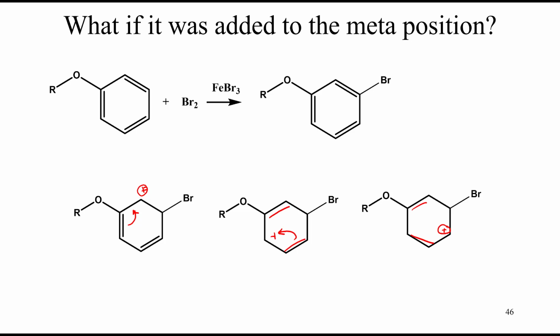So what you should notice is that by adding it in the meta position, I bypass being able to use the pair of electrons on the oxygen to stabilize the charge that was created in the intermediate. So when we're comparing ortho-para addition versus meta addition, there are fewer resonance structures in the meta position, and the result is that the addition isn't as fast, because the intermediate isn't as stable as the intermediate for the ortho-para addition.